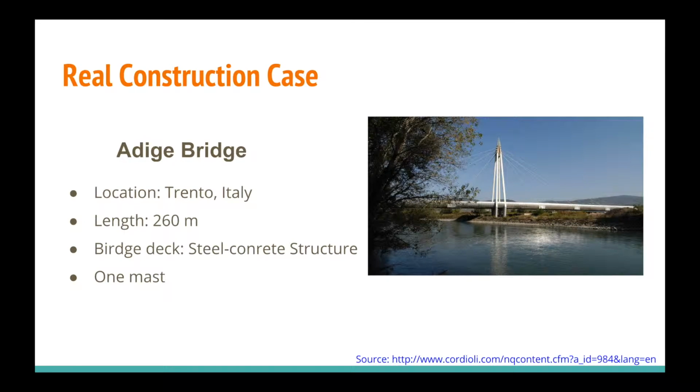The real construction case we used in the project is the Adige Bridge in Trento, Italy. The total length of the bridge is 260 meters, and the bridge deck has a steel concrete structure. And there is one mast in the middle and 6 cables on each side. Since the symmetry of the structure, we just use 6 cables on one side.